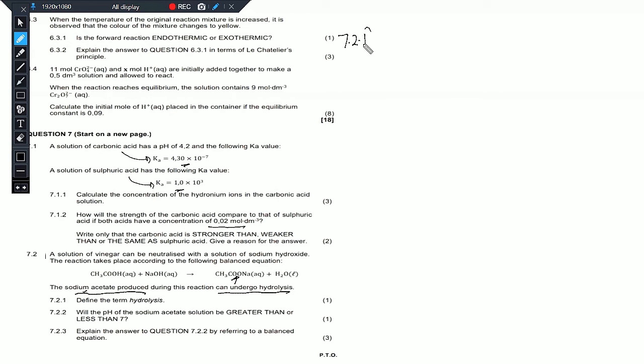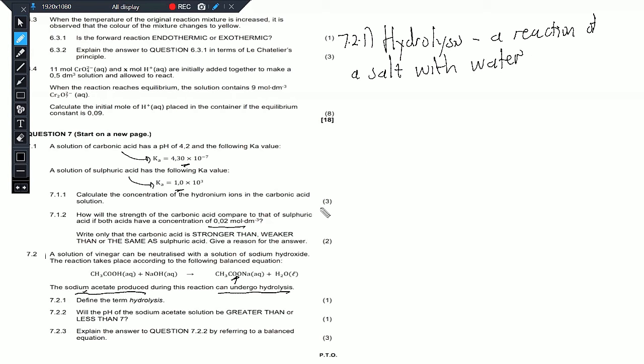Now you do not define it the same way as we do in substitution. Here, hydrolysis means that this is a reaction of a salt with water, right? With water. So that means this sodium acetate is the salt. Now, 7.2.2, they say, will the pH of the sodium acetate solution be greater than or less than 7? Right. Now, the sodium acetate would have to be a base, meaning that it must have a pH that is greater than 7. So that's greater than 7.